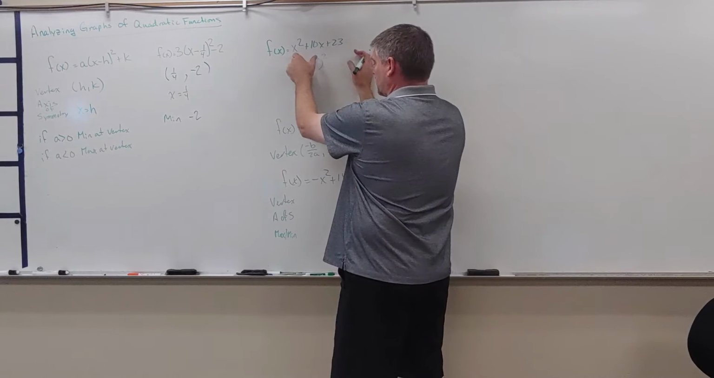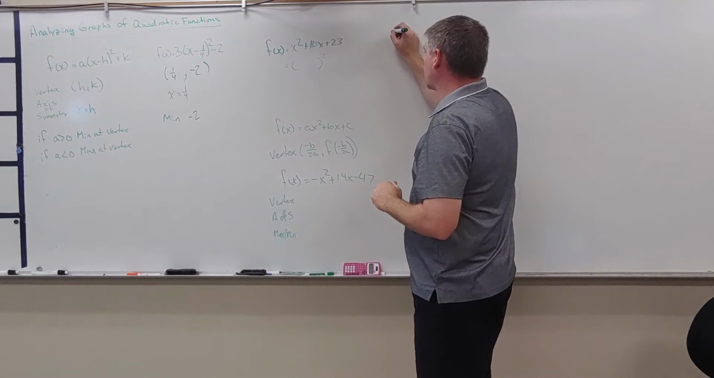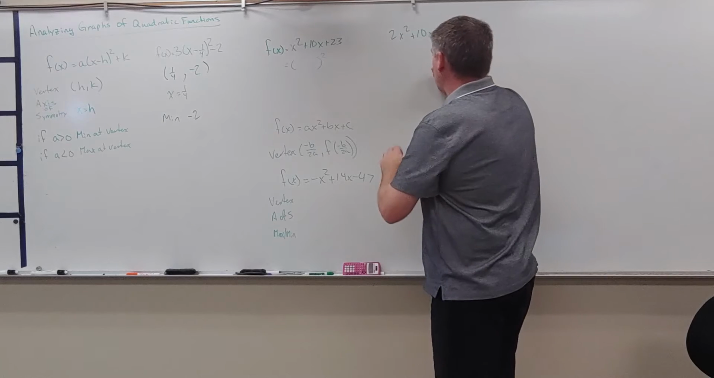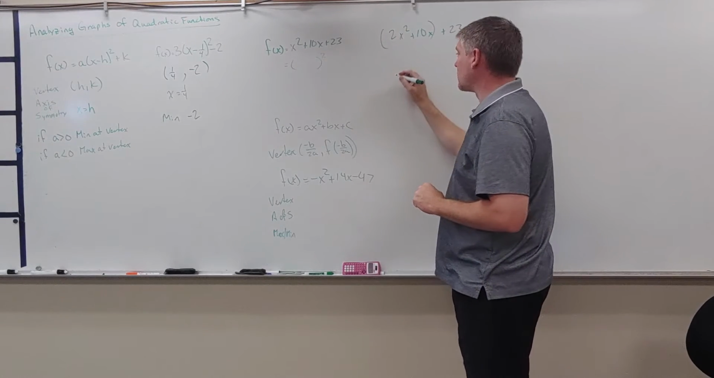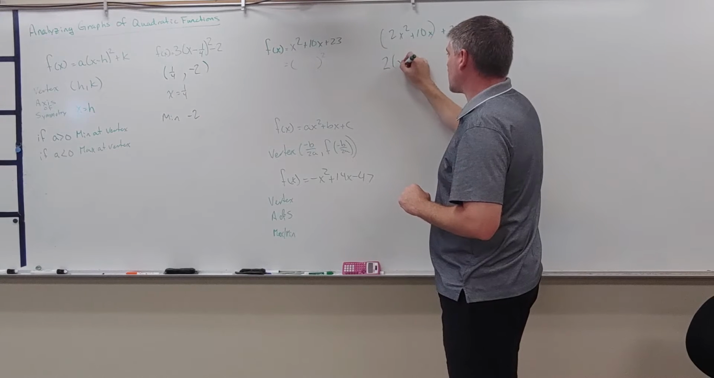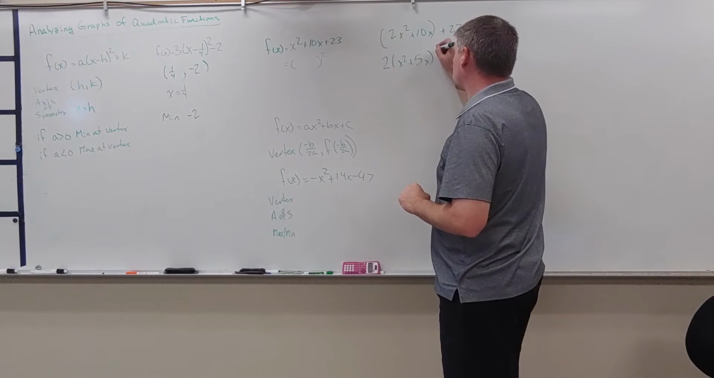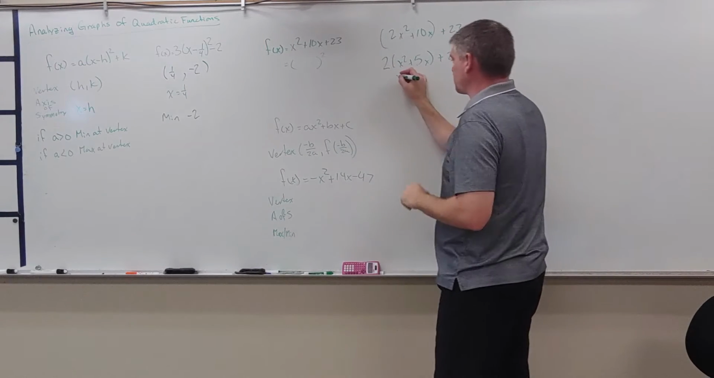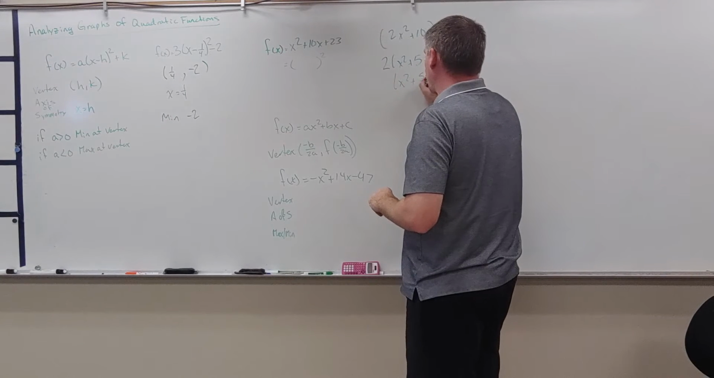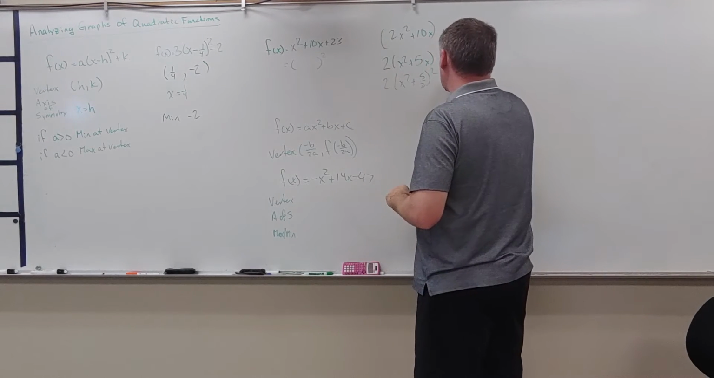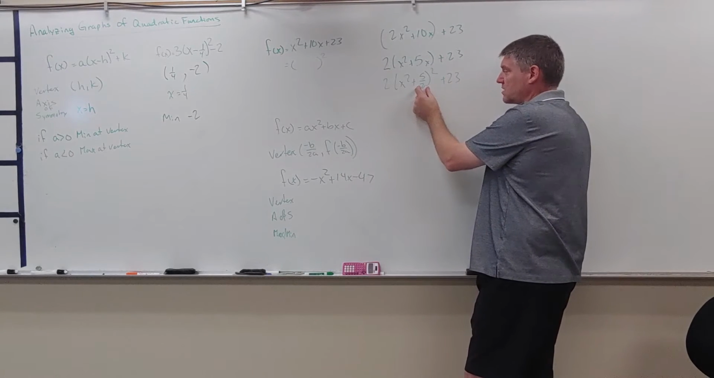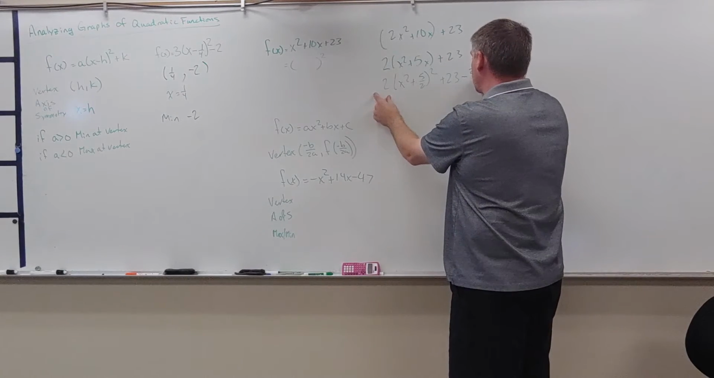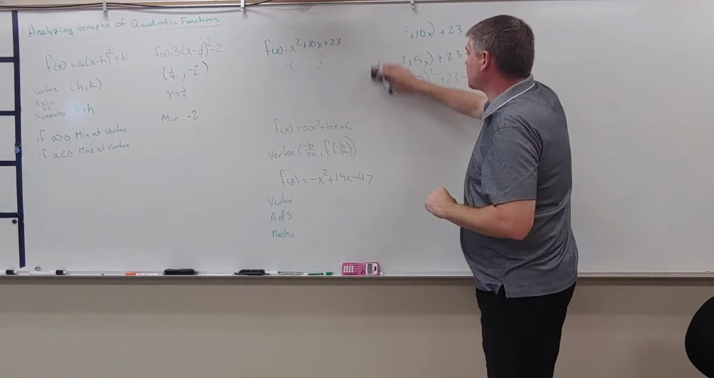If it's not, say it was something like 2x squared plus 10x plus 23, I would still group those together. So I would go 2 times x squared plus 5x, plus 23. And then I would find this piece. So this would be x plus 5/2, quantity squared, times 2, plus 23. But now when I square this, it becomes 25/4, and I'm going to multiply that by 2. So I would have minus 25/2, okay? So that's if I didn't have a 1 out front.